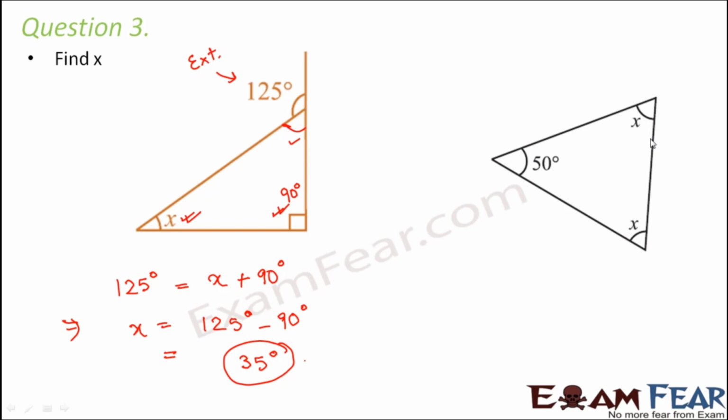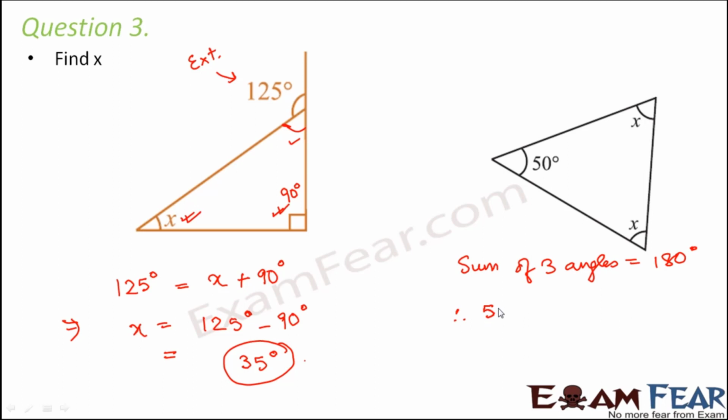Here you have an acute triangle where we see two angles are X. So this is also X, this is also X, and this is 50 degrees. How can we find the value of X? Here we do not have any exterior angle given, all are interior angles. And we know that the sum of the three angles of a triangle is 180 degrees.